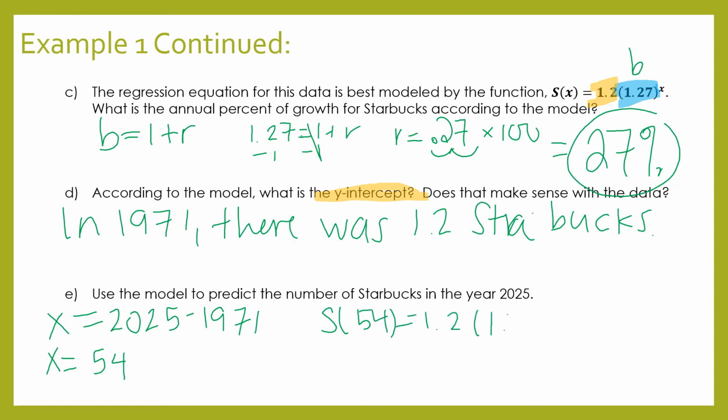1.2 times 1.27 to the 54. And then obviously you would just use your calculator or Desmos for that. You're not going to try to calculate that by hand. I don't think anybody would want to do 1.27 to the 54 on their own. And let's see what we get.